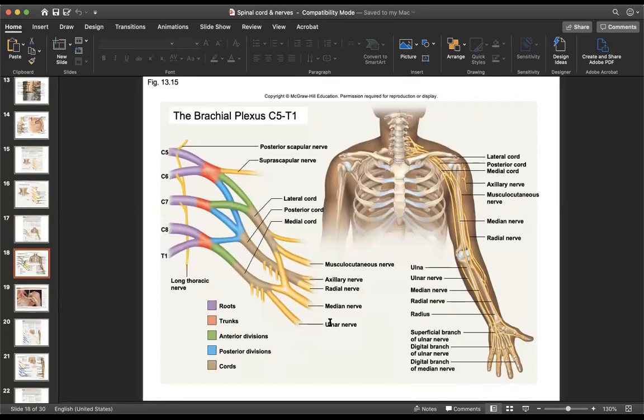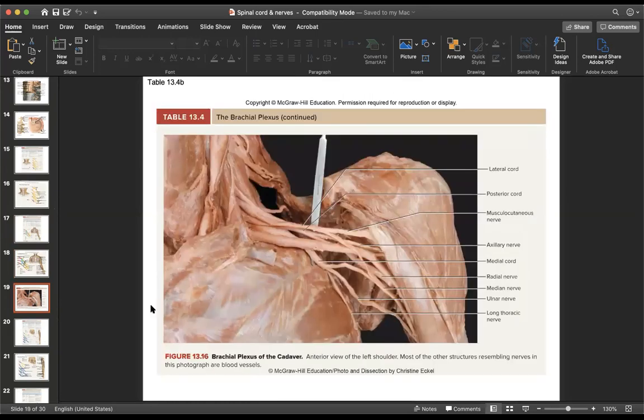And again, just a little bit more. I wouldn't ask you all this detail, but it's there. It was in the PowerPoint. I just thought I'd show it to you. And here's a dissection of it as well. Again, just more than you need to know.